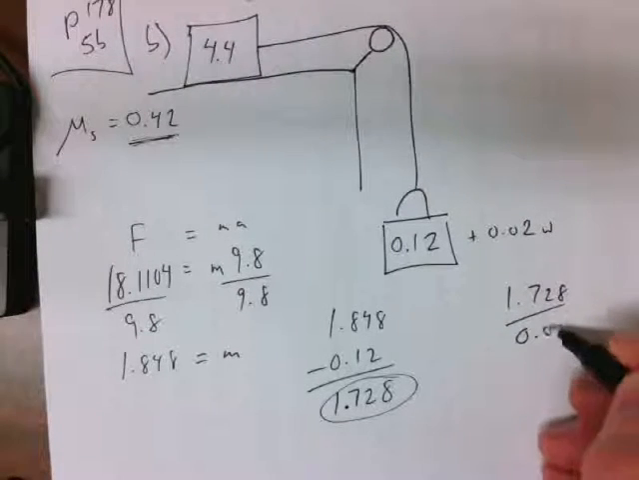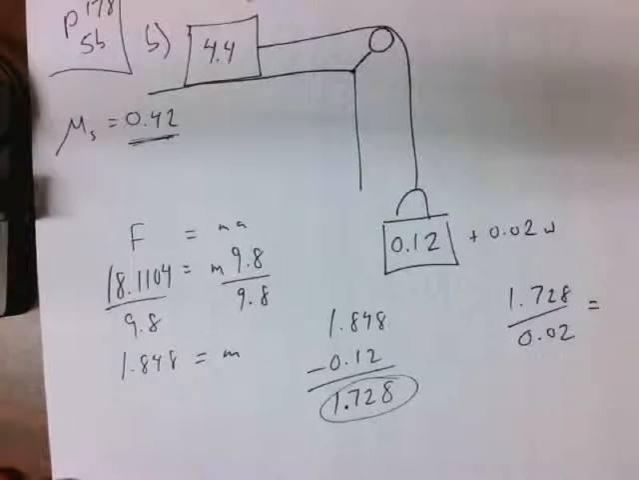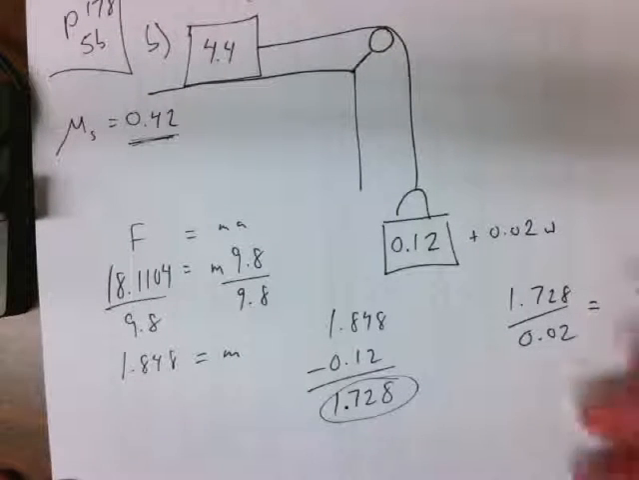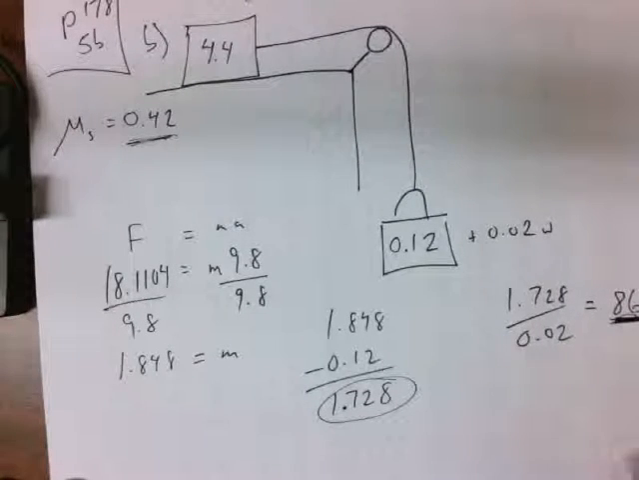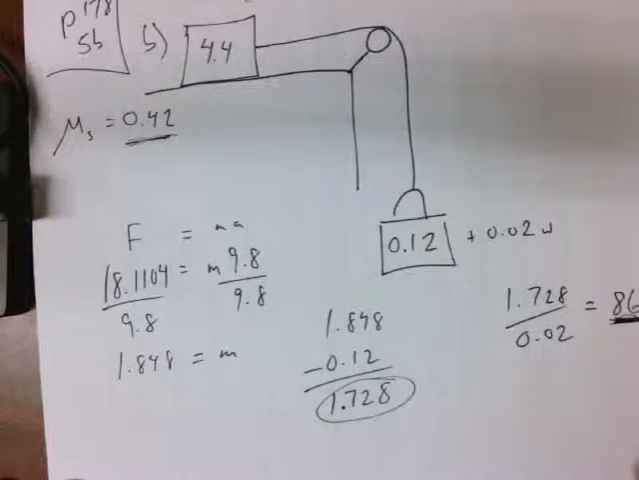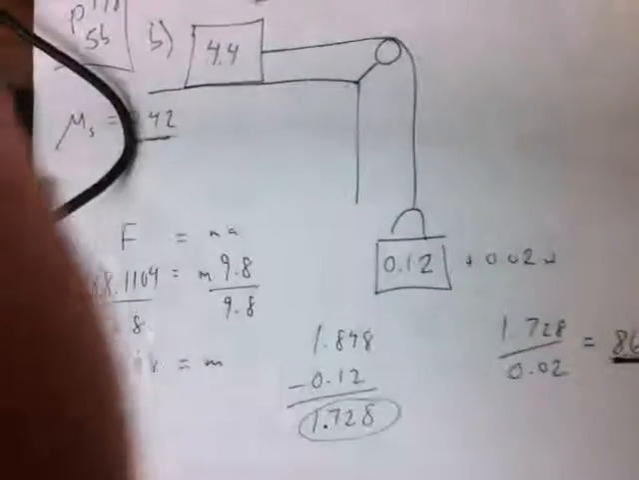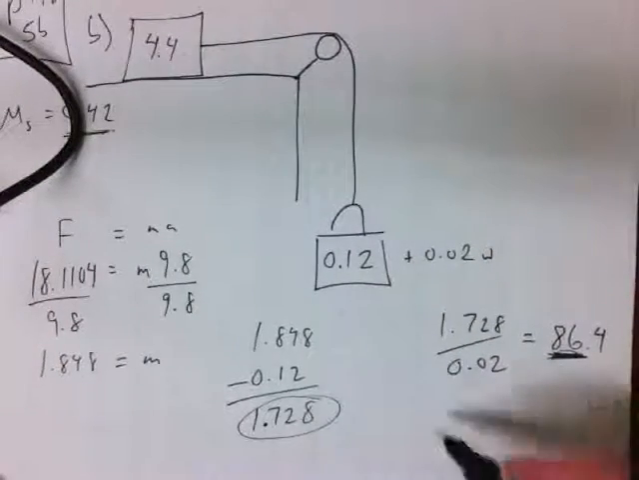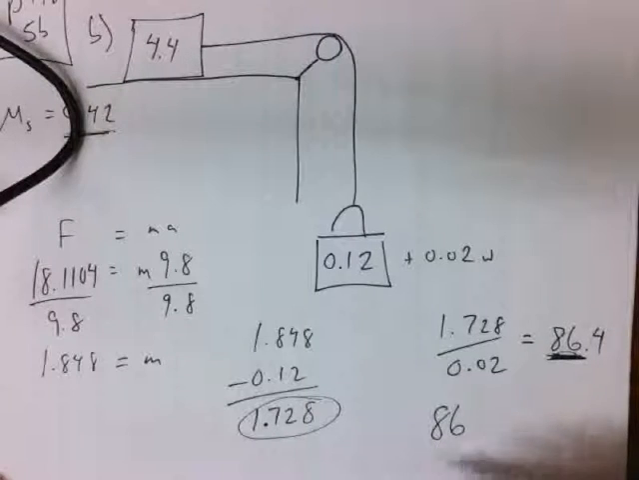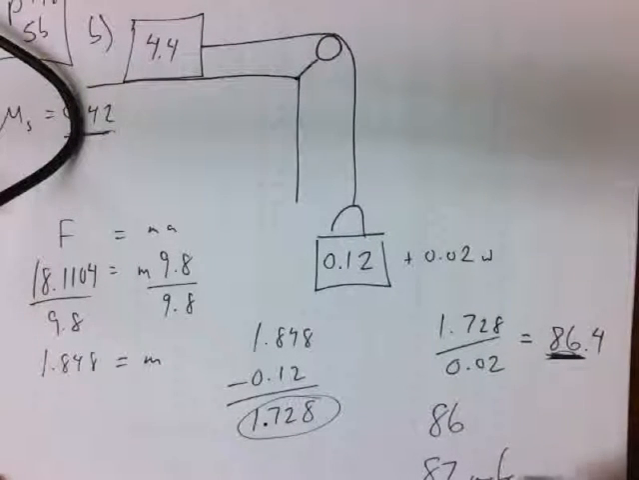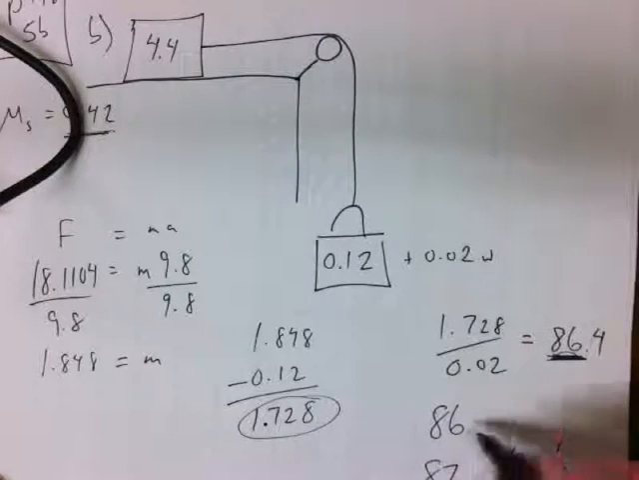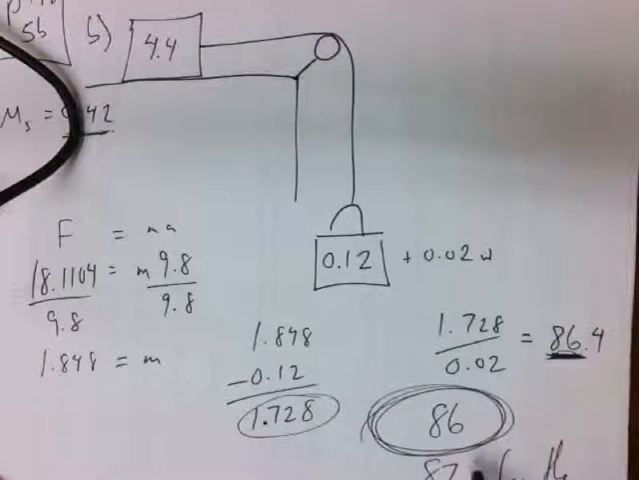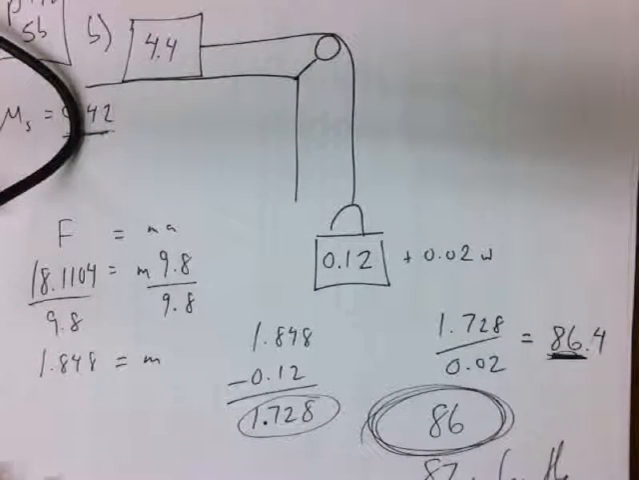1.728 divided by 0.02 to find out how many washers are in there equals 86.4. That means it can hold 86 and 0.4 of a washer, but because we're not cutting them into pieces, it can hold 86. 87 makes the block move. So 87 makes the block move. The answer to this question is 86. Hopefully that makes sense.